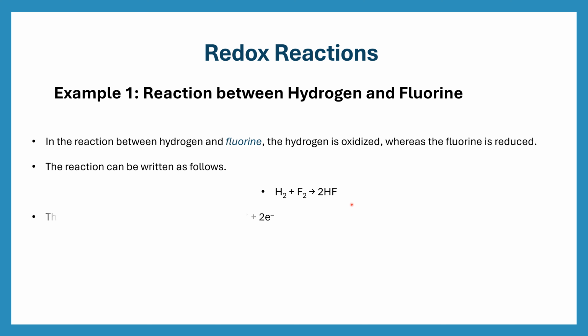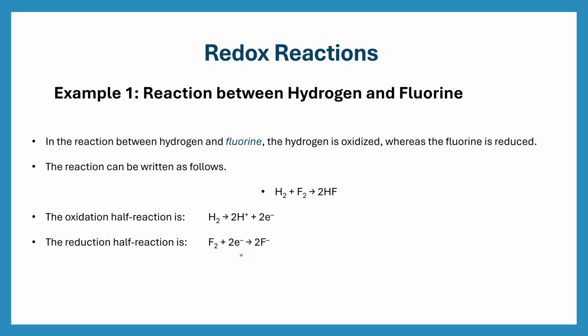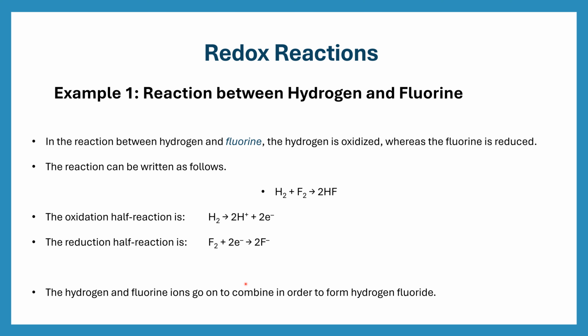The oxidation half-cell reaction is given as H2 being converted to H+ ions, and in this reaction it gives off 2 electrons. The reduction half-cell reaction is F2 plus 2 electrons giving 2 fluoride ions. The electrons released by the hydrogen are combined with the fluorine to give us the fluoride ions. After that, the hydrogen and fluoride ions combine to form hydrogen fluoride, which completes the redox process with both oxidation and reduction steps.